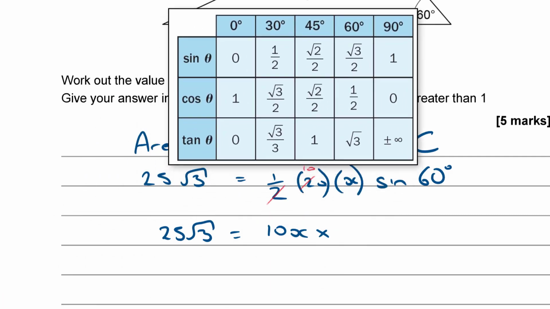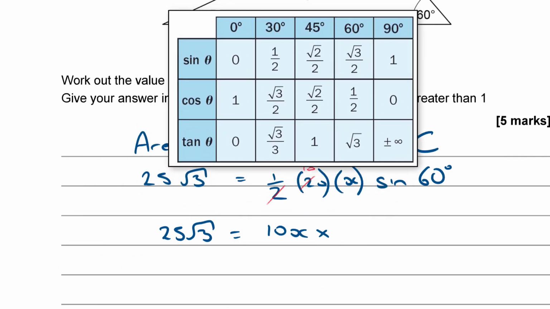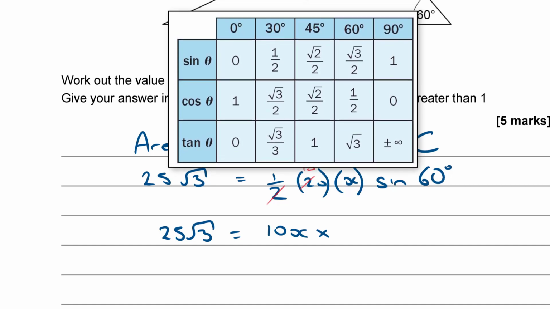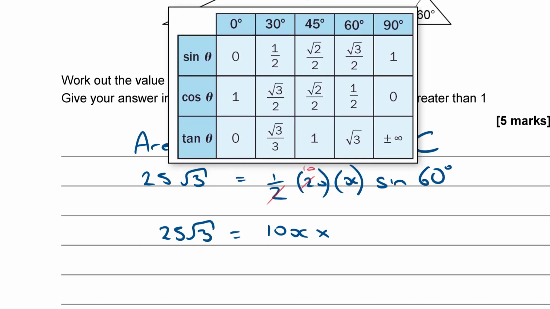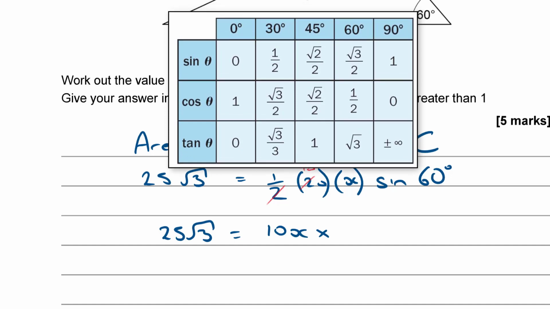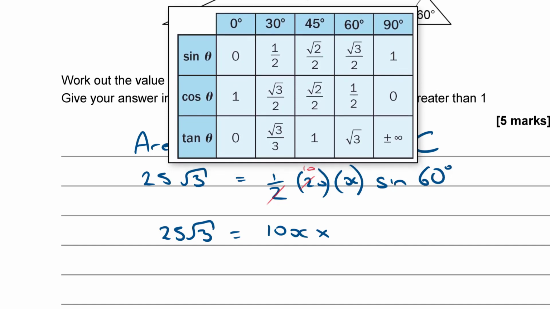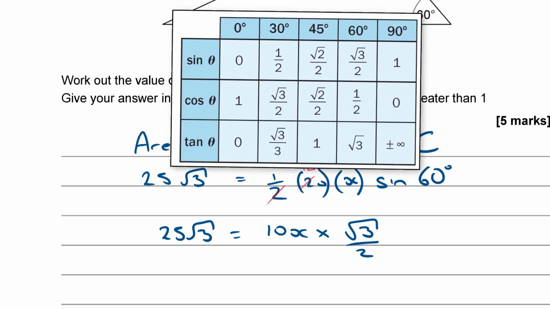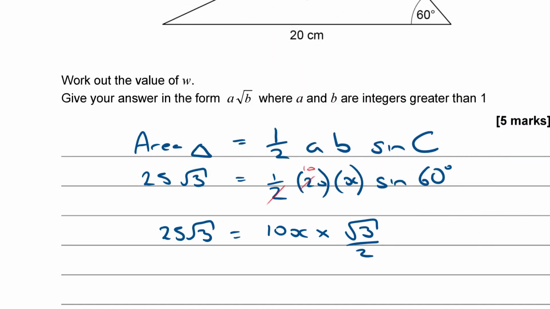Now, that's again one of our exact values that we talked about earlier when we were looking at one of the earlier questions. And if you remember that table of values that I pulled up earlier, you should remember that you need to know that the sine of 60 is root 3 over 2. Okay, so we're getting there, aren't we?